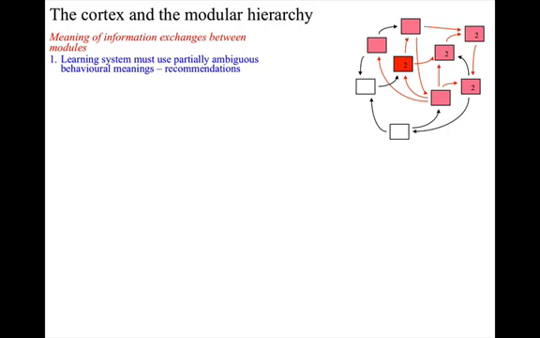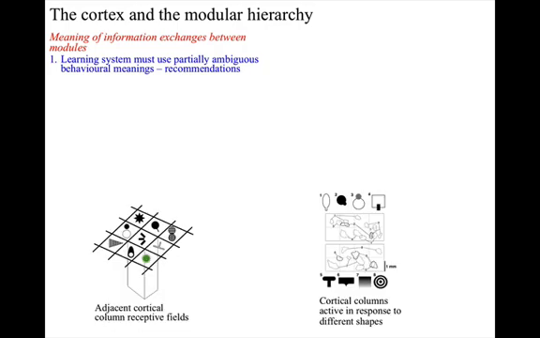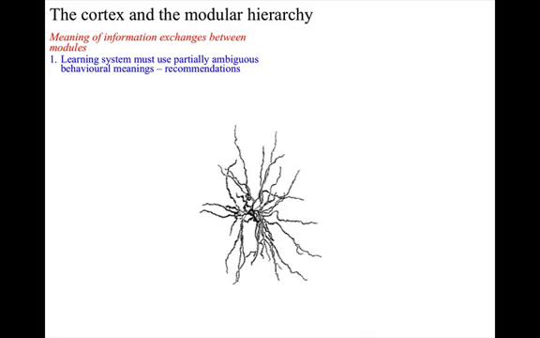We also saw that because of the need for learning, information exchanges between modules must be partially ambiguous in behavioral terms. And going back to the earlier observations, we can see that the receptive field detections don't correspond with clear behaviors like object identification or category naming.